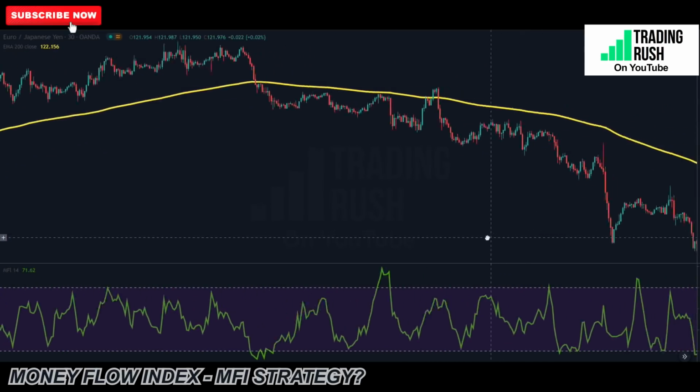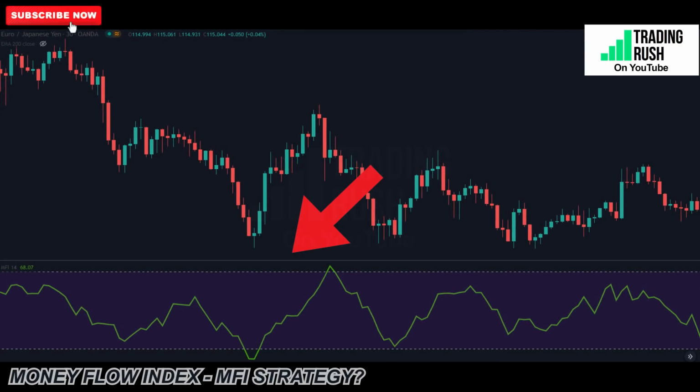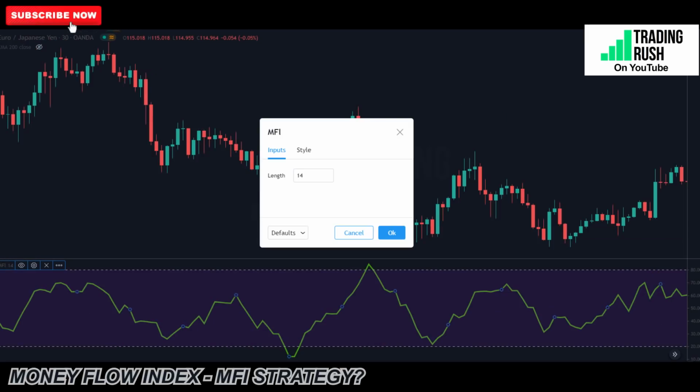On TradingView, this is what the Money Flow Index looks like. It is very similar to the RSI indicator. By default, the RSI indicator comes with 30 and 70 oversold and overbought zones, but the MFI indicator will come with 80 and 20 overbought and oversold zones. Furthermore, the default length will be 14.